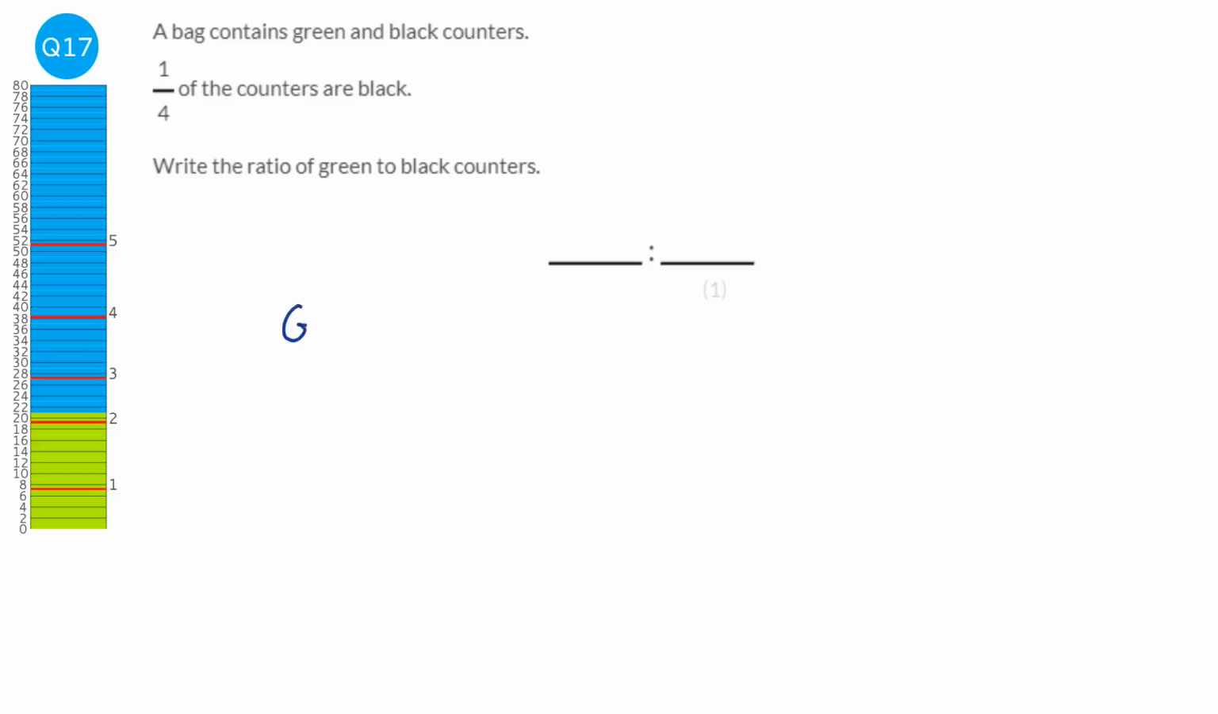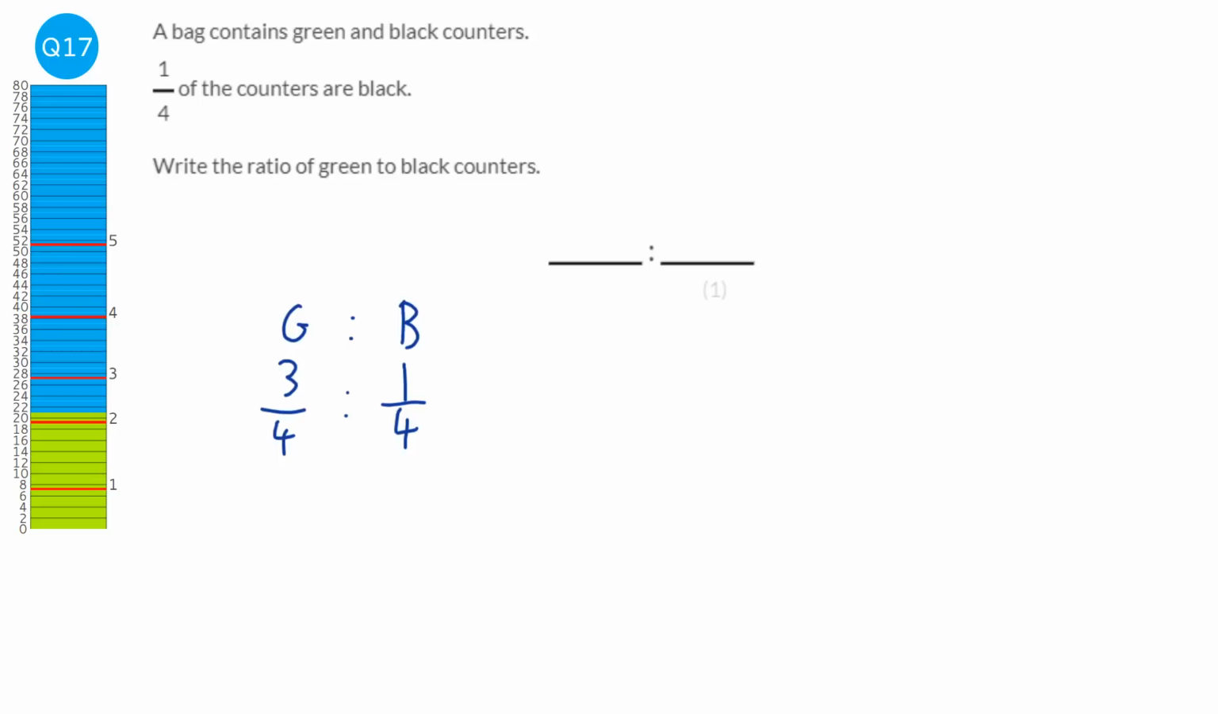So we're going to have green to black. Now it says that a quarter of the counters are black, and therefore the remaining counters will be green. So if a quarter are black, that leaves 3/4 to be green.